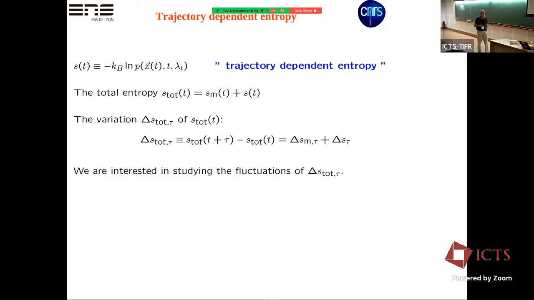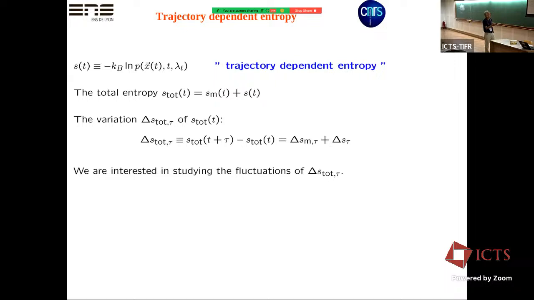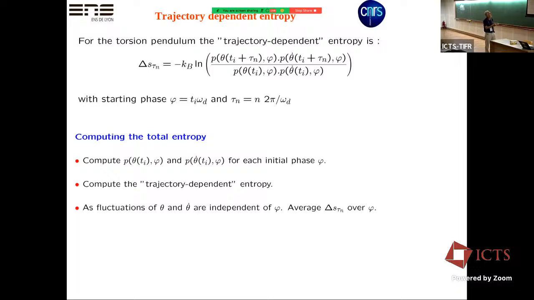Okay. Other questions? Okay. So now we are interested in studying what delta S dot is doing. Let me consider, for example, the famous torsional pendulum that we studied in detail last time. In this case, I have 2 degrees of freedom, with independent probabilities. So my variation of the trajectory dependent entropy is just the ratio of the probability at t_i plus 1 and t_i for the position and for the velocity. This is just the difference of the trajectory entropy at the two instants, and then we can compute the heat as we did last time.